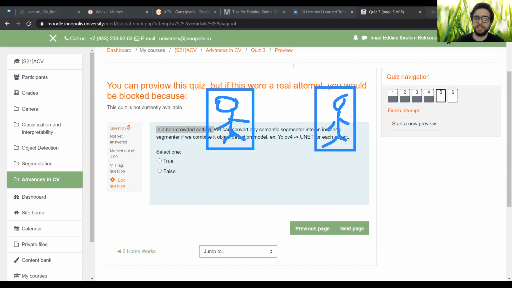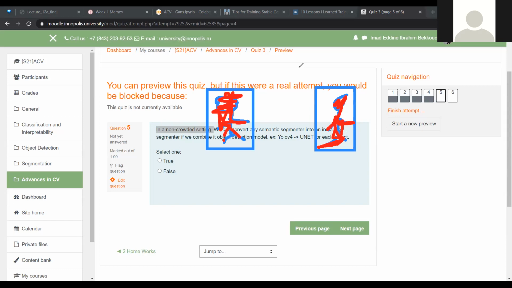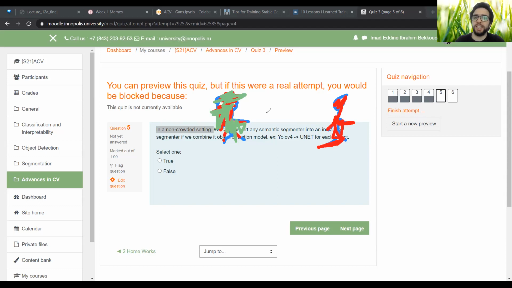Actually, this was my question during the explanation of YOLO. Maybe you remember you provided us the picture of cats and a little dog, and I asked what happens if you do instance segmentation by U-Net. It will be a problem because two cats will be considered as one cat. And the boys playing football will also be a problem. Gotcha. So the answer to this question is true. It's exactly possible.